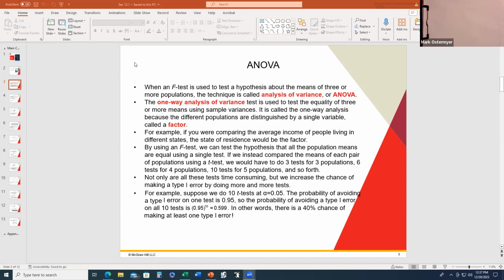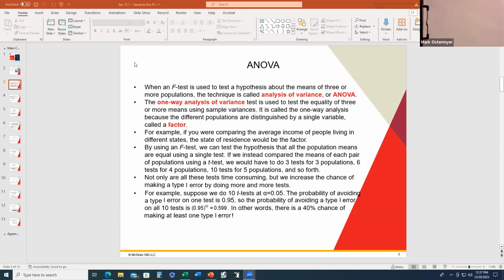Now, the one-way analysis of variance, which we're going to study, is used to test the equality of three or more means using sample variances. It is called a one-way analysis because different populations are distinguished by a single variable called a factor. For example, if you were comparing the average income of people living in different states, the state of residence would be the factor. By conducting an F test, which is also called an analysis of variance or one-way analysis of variance test, we can test a hypothesis that all population means are equal using a single test.